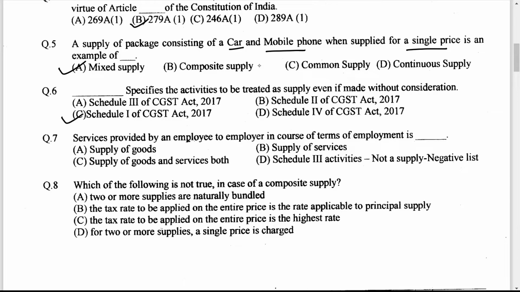Now, service provided by an employee to an employer in the course of terms of employment is: supply of goods, supply of service, supply of goods and service both, or schedule 3 activities, not a supply, negative list. So the answer in the 7th is D because it is covered under the negative list.